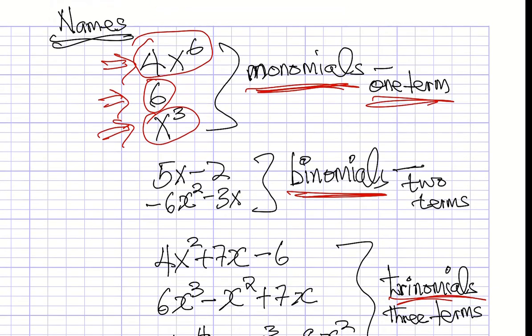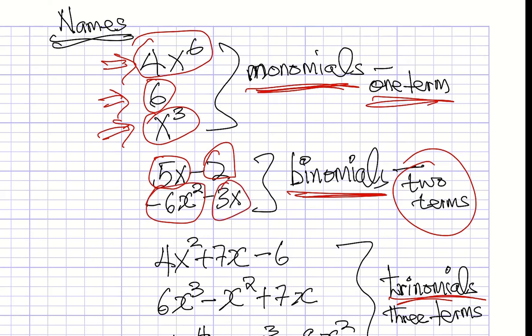Now look at this. A binomial has two terms. You see right here, this is one term, this is another term, so you got two terms. Compared to the monomials, monomials only got one term. It doesn't matter if the term has a constant multiplied by a variable.